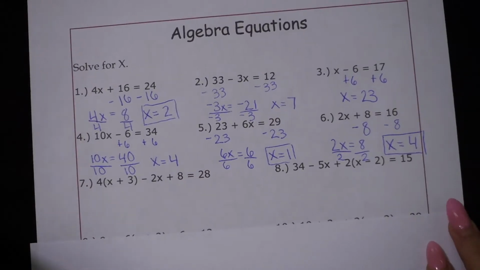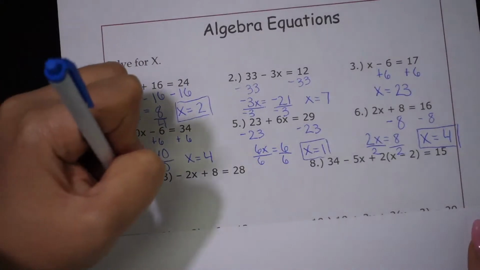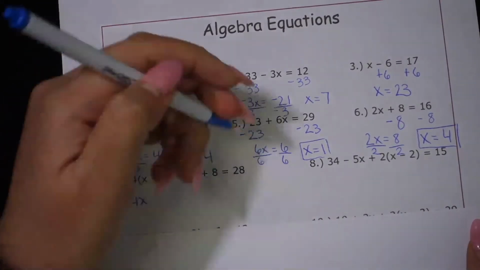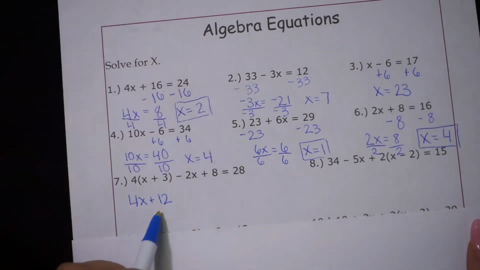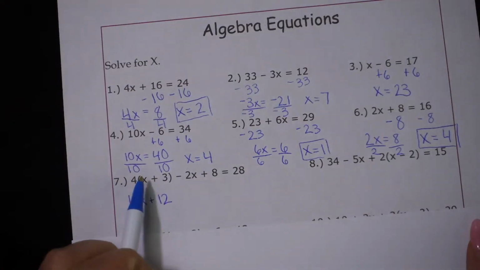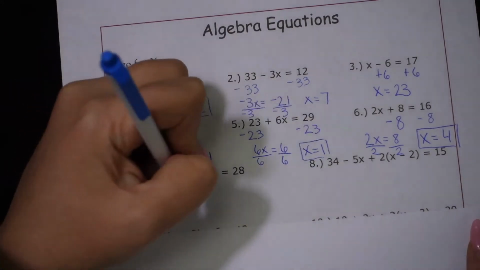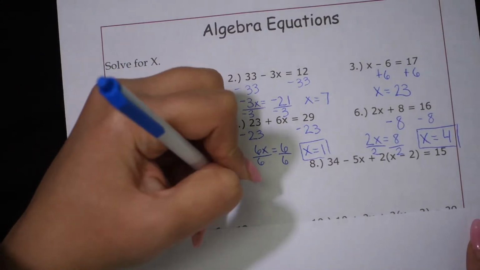So this is gonna be 4x plus 3, that's gonna give us 4x. Now we're gonna do 4 times 3, that gives us plus 12. Notice that we're adding it because there's a plus sign right here. So 4 times x plus 4 times 3 gives us 4x plus 12 minus 2x plus 8 is equal to 28.